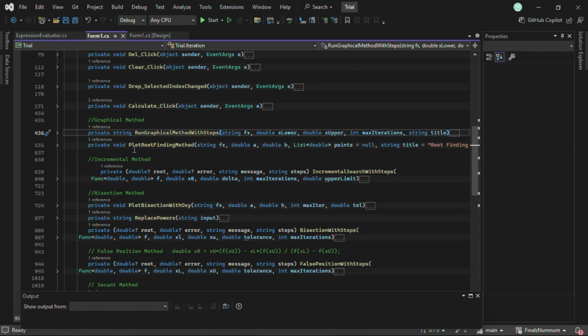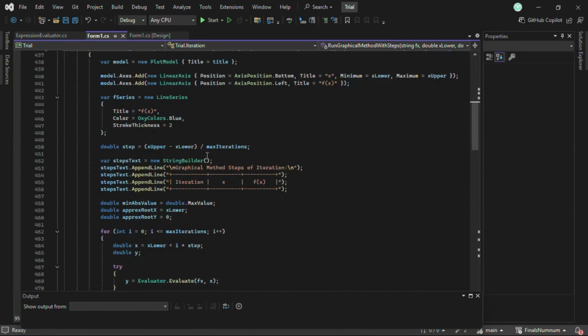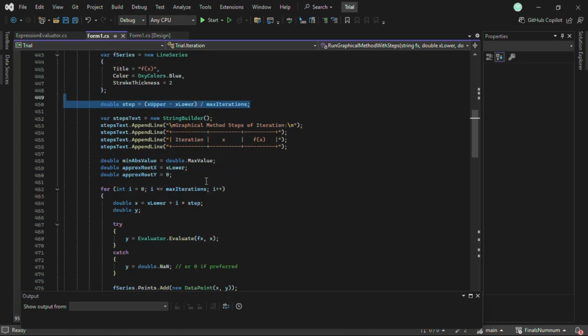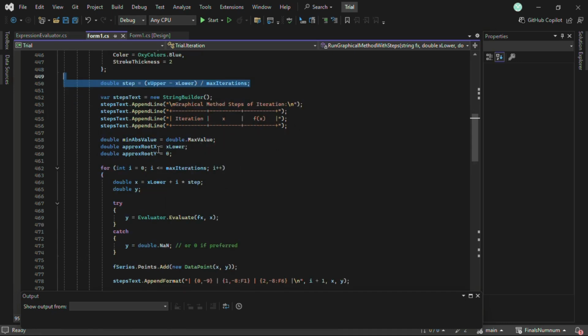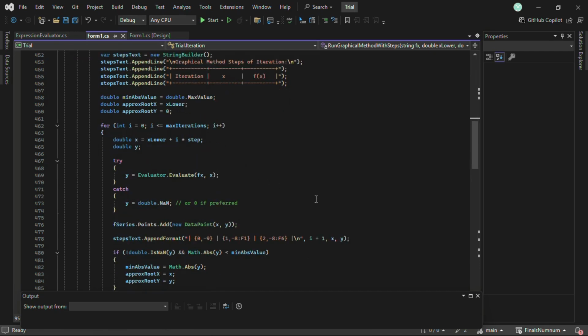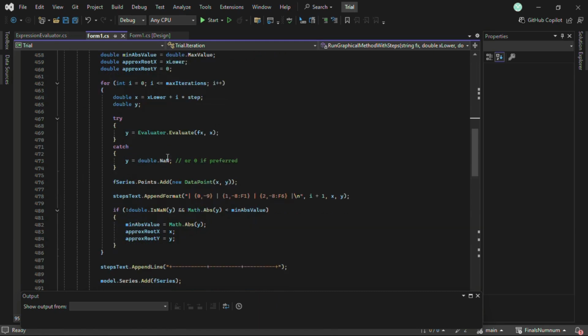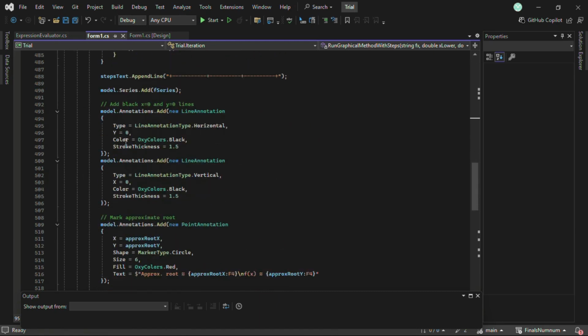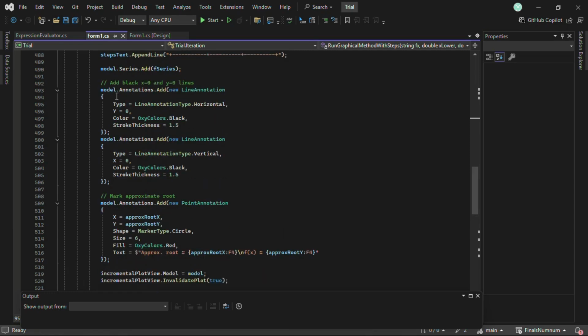Here's my graph method, guys. This is the iteration table display and the calculation here. Double for the max value, the lower, and the evaluator, and more. This is where we locate the graph legend.